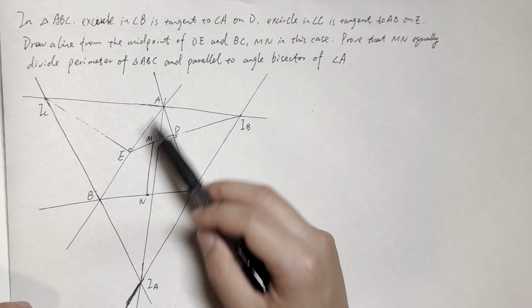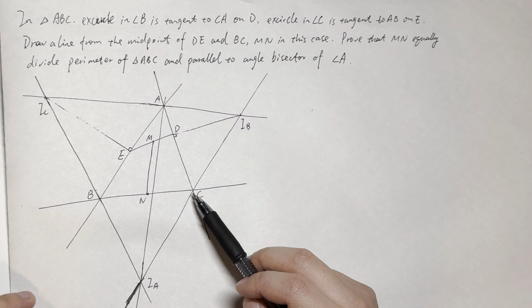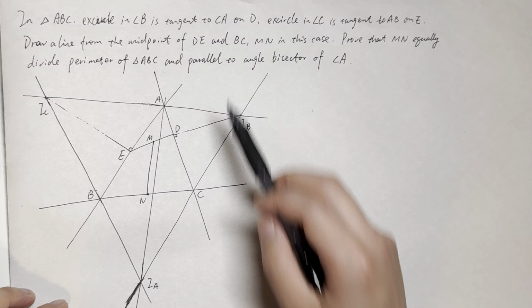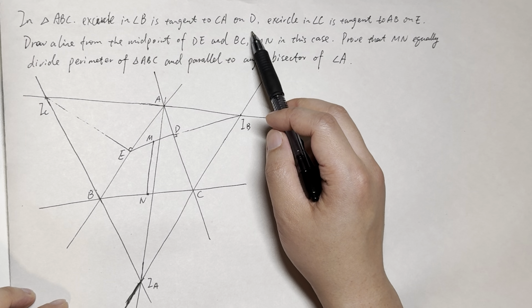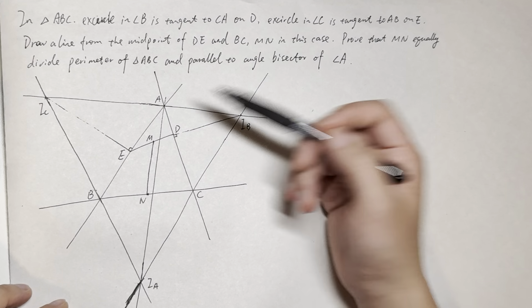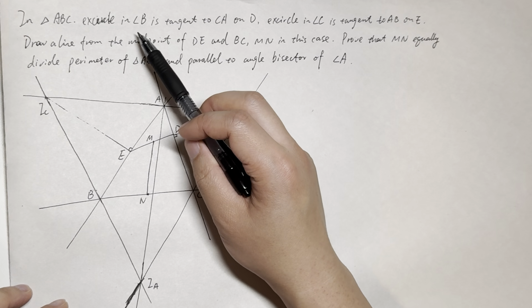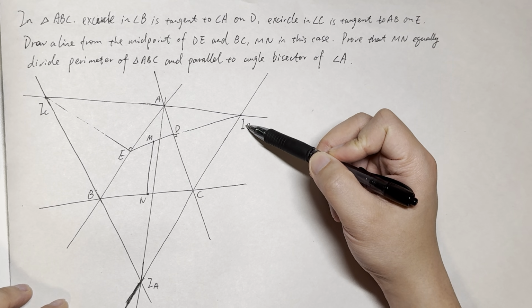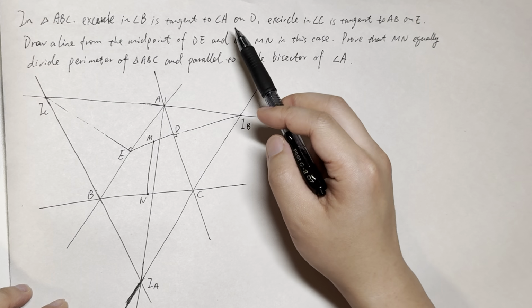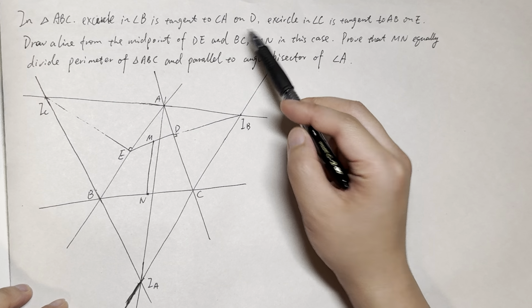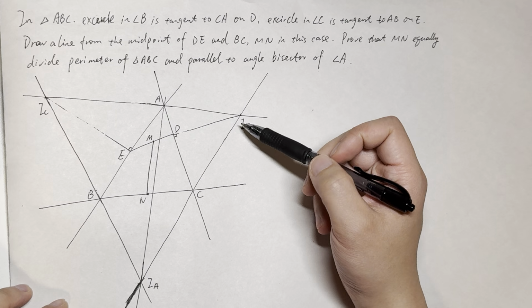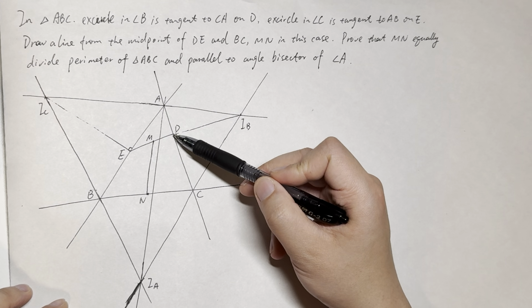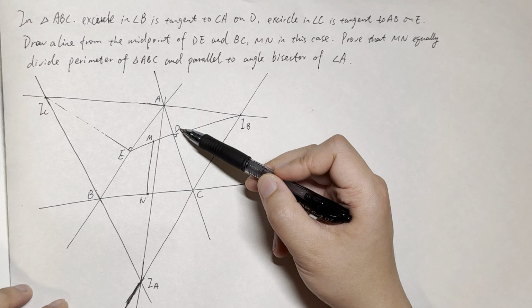Okay, here is a problem. In triangle ABC, the excircle in angle B is tangent to CA at D. Here I just draw the excircle in angle B, which has an excenter I_B. It's tangent to CA at D, which means we can simply draw the projection from I_B to AC and find the tangent point D.